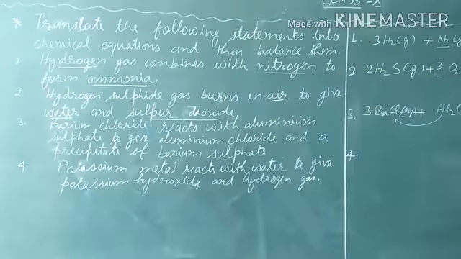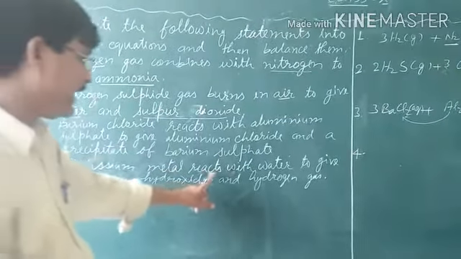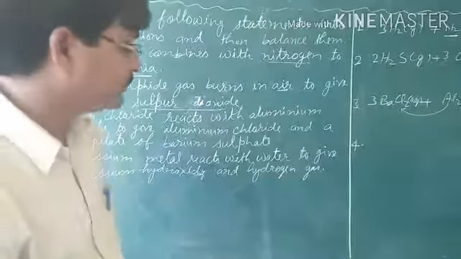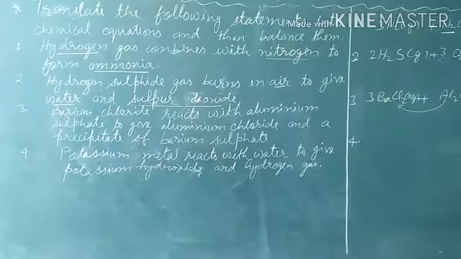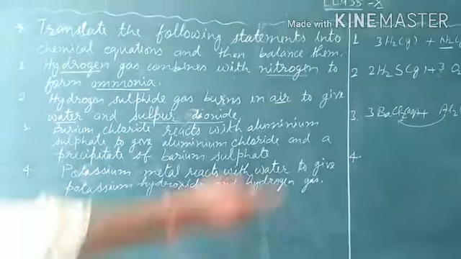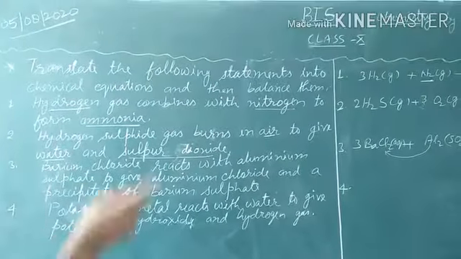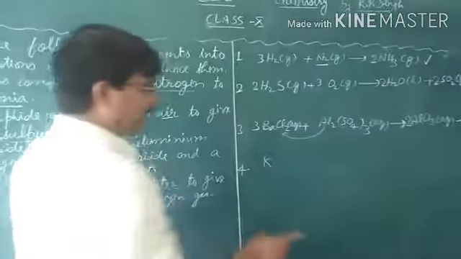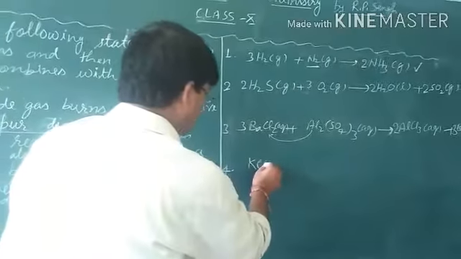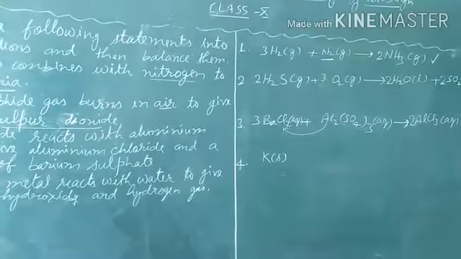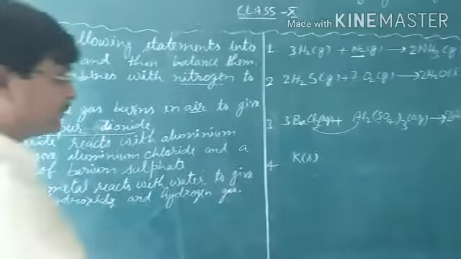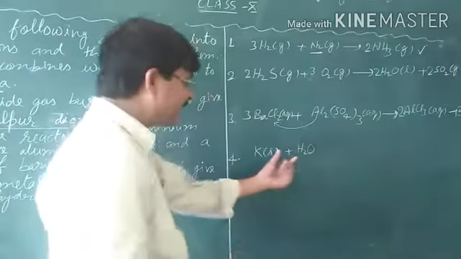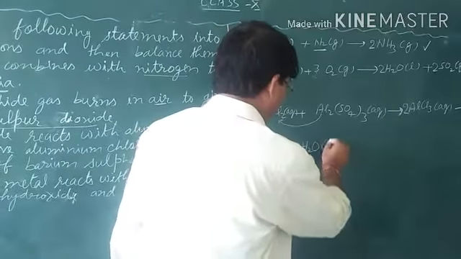What is the fourth question? Potassium metal reacts with water. Potassium is a reactant, water is a reactant. So I will write these two substances on the reactant side of the arrow. On the reactant side, potassium metal, K. The symbol of potassium metal is K. This is solid, so we will write s in the bracket. It reacts with water, plus water, the formula is H2O. This is liquid, so we will write l in the bracket.